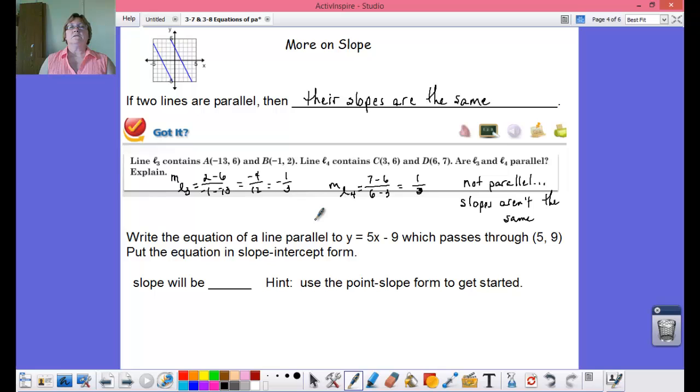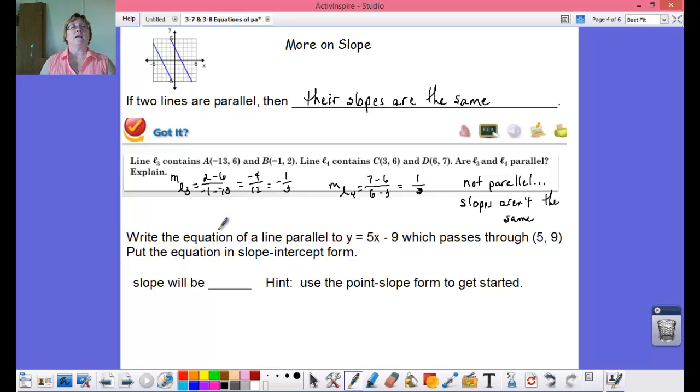You can see my results here. The slope on the first line I found by subtracting y's and then divided by the subtracted x's. Reducing puts it into this format, -1/3. The second line had slope +1/3. Folks, those cannot be parallel because the slopes are not exactly the same. In fact, even though the number parts are the same, the signs are different. So line 3 here would be a decreasing line. Line 4 would be an increasing. They're not parallel.